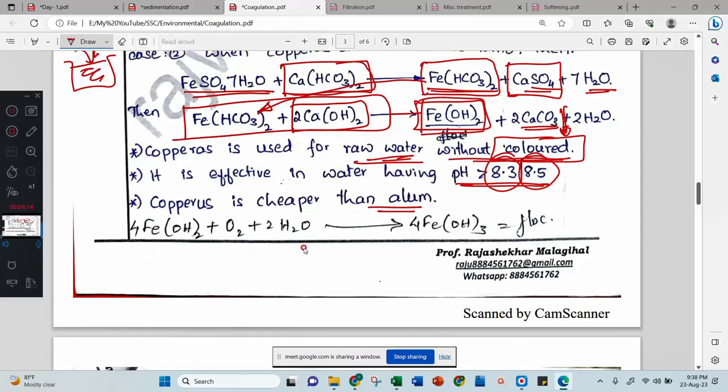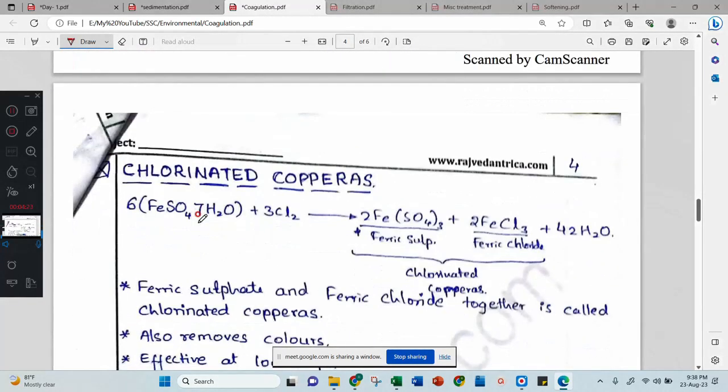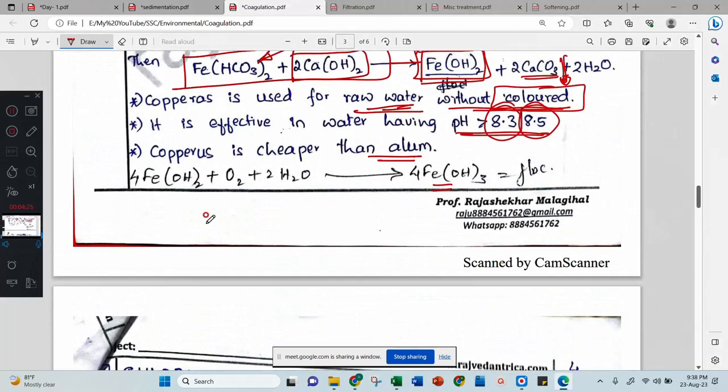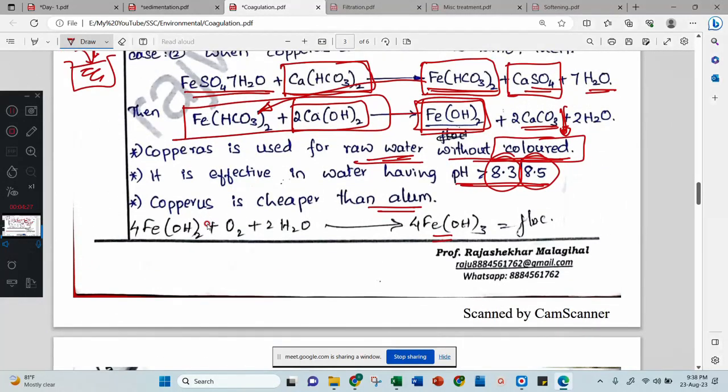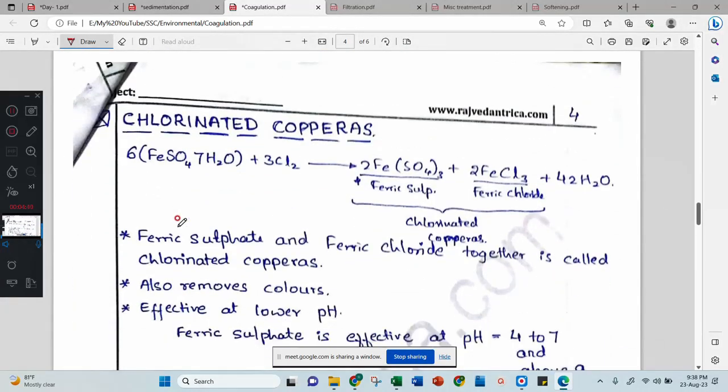Then flock can be generated. This is one more equation added to that. Understood? Copperas is cheaper than alum, but still we are not using it in place of alum. Why? Because the pH should be greater than 8.3. Then we have another one, chlorinated copperas.